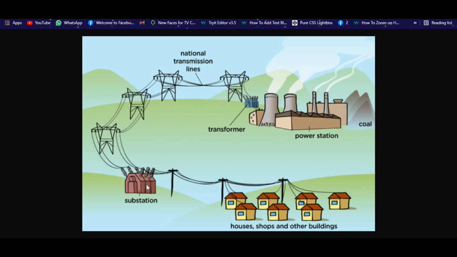through to a substation, which is also known as a step-down transformer. We'll go through the substation a little bit later. And then of course it's distributed to houses, shops, and other buildings via underground cables. And we all then have access to electricity that we all pay for via this little network or system called the National Electricity Grid.